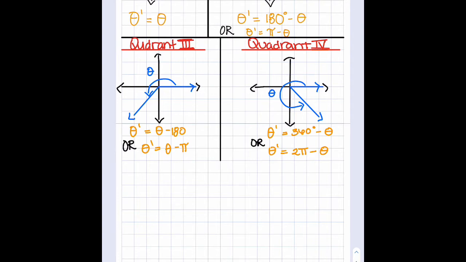Okay, so looking at quadrant 4, if you land in this quadrant here, what you need to do is apply these rules here, depending again. Are you in degrees or are you in radians? If you land here after you graph your given angle, then you subtract whatever your theta is from 360 or 2 pi. Now, let's go back and look at the first one.